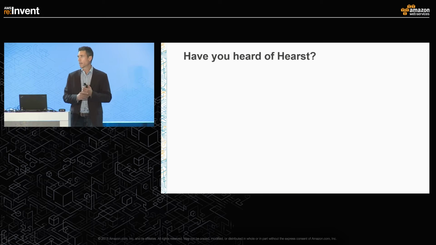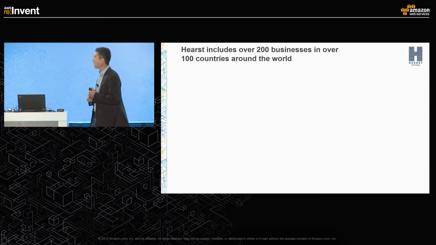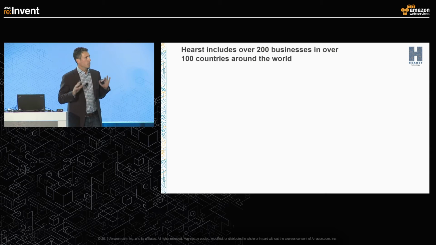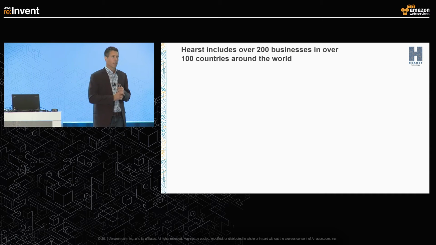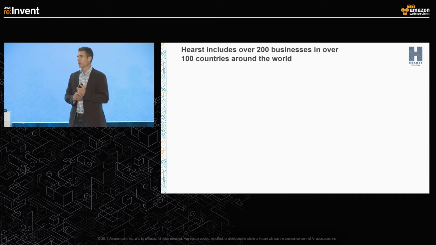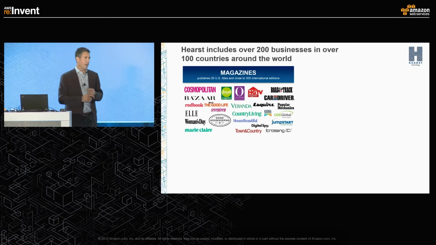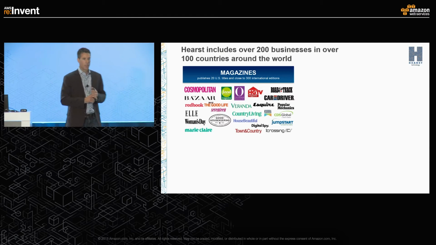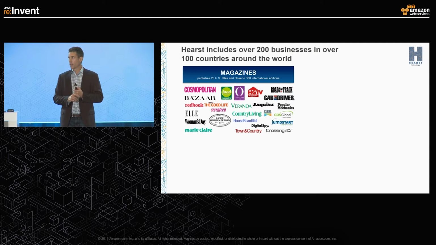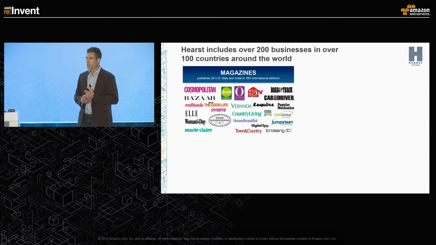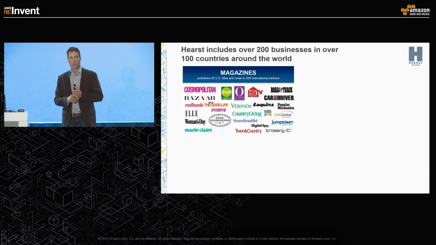I think I'll start with a little background on Hearst, because it gives us a nice context for how we developed our clickstream. Hearst is actually a collection of 200 companies in over 100 countries. We are a magazine publisher. You may recognize some of these brands. We have 20 US titles and over 300 international editions.